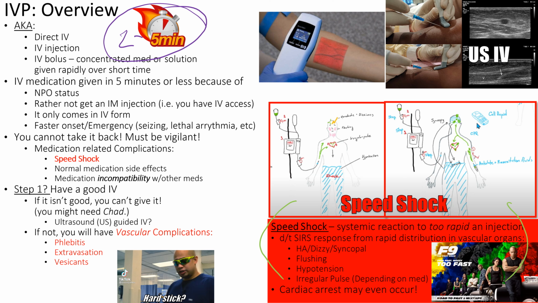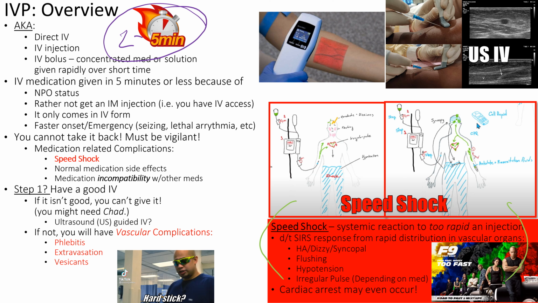They get a headache because of vasodilation. They get syncopal if the blood pressure is low enough, right? And their pulse is irregular, like slow, right? It could get slow or it could get fast, depends on what medication it is. If you give IV push diltiazem, it's going to get slow, right? If you give IV push atropine, it's not going to get slow, right? It's going to get fast, right?